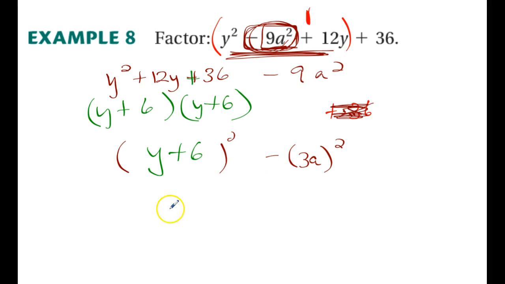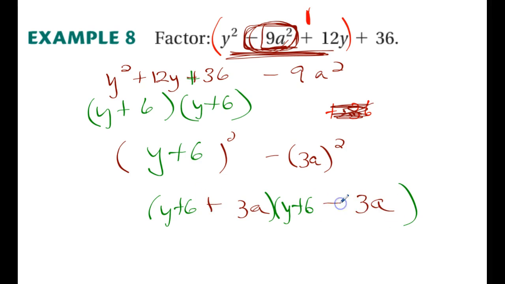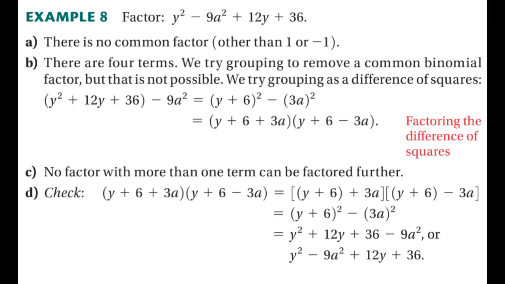So this is the difference of two squares. I can write that as y plus 6 times y plus 6, and 3a and 3a. Signs are different. One's a plus, one's a minus. And again, I think that's the final solution. You can check by multiplying that back together, but that's a long process.